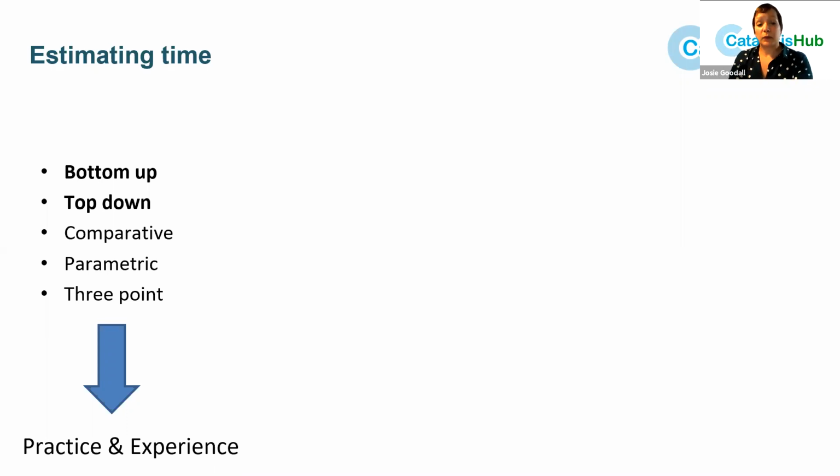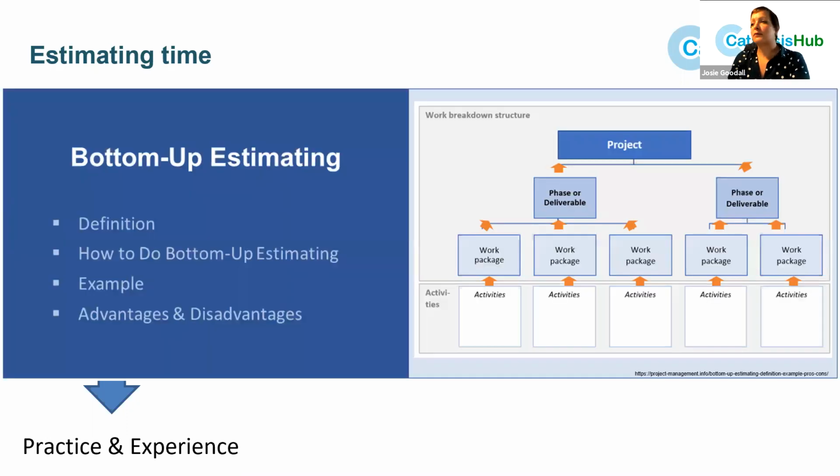But there are a number of ways people do that, and I'm just going to give an overview of some of those methods. If you're interested in any of these methods, I suggest you Google them or find a textbook. Bottom up is probably the easiest to explain, in the fact that we take the project and we break it down to every task we're going to do. We estimate what we need for that task, and then we add it all up at the end.